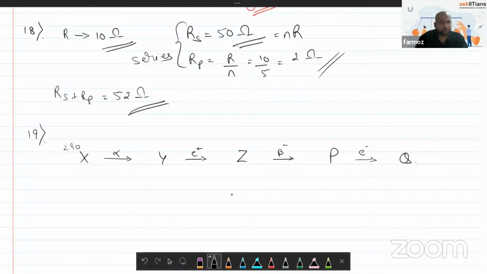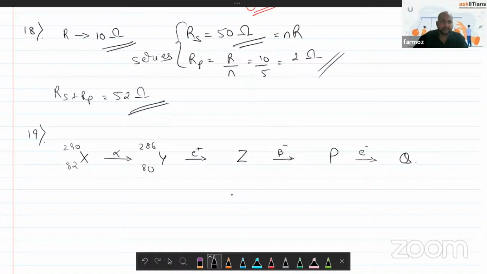290, and this is 82. Now see, if you're emitting alpha, so alpha is nothing but a helium nucleus. So your atomic mass number decreases by 4 and atomic number decreases by 2. So this will be having an atomic mass number of 286 and this will be 80.